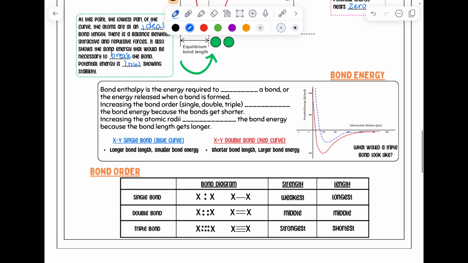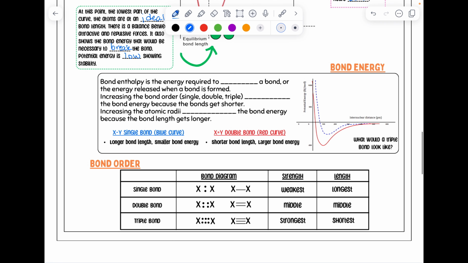Let's talk about bond energy. And we use something called bond enthalpy, and it is the energy required to break a bond or the energy released when a bond is formed. Increasing the bond order, and when we say bond order, we're talking about single bond, double bond, or triple bonds, increases the bond energy because the bonds get shorter. Increasing the atomic radii, again, decreases the bond energy because the bond length gets longer, okay?